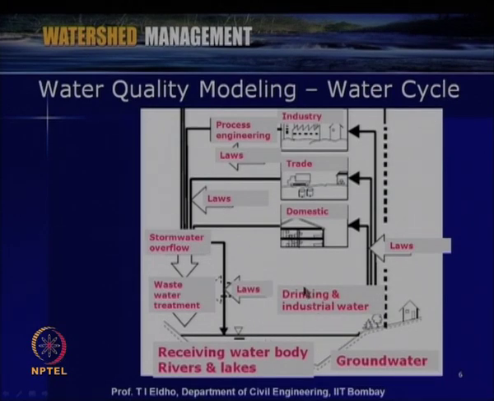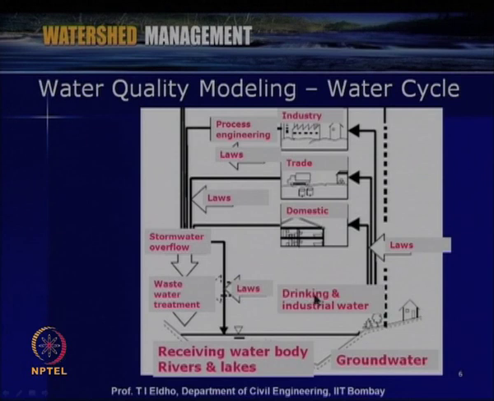So, the water is supplied from a surface water source or groundwater source, and then it will be taken for domestic purpose, industry purpose or trade purpose or various other purposes, and this intake will be restricted through various laws. After these industrial, trade or domestic processes, effluent will be there, and within the process engineering we can do the treatment. Finally, the sewage water or storm water comes, as storm water overflow or waste water, and that is again coming back to the receiving water bodies like rivers, lakes or ocean, and that also affects the groundwater system. So, that way we can say that the water quality issues are also related to the water cycle.